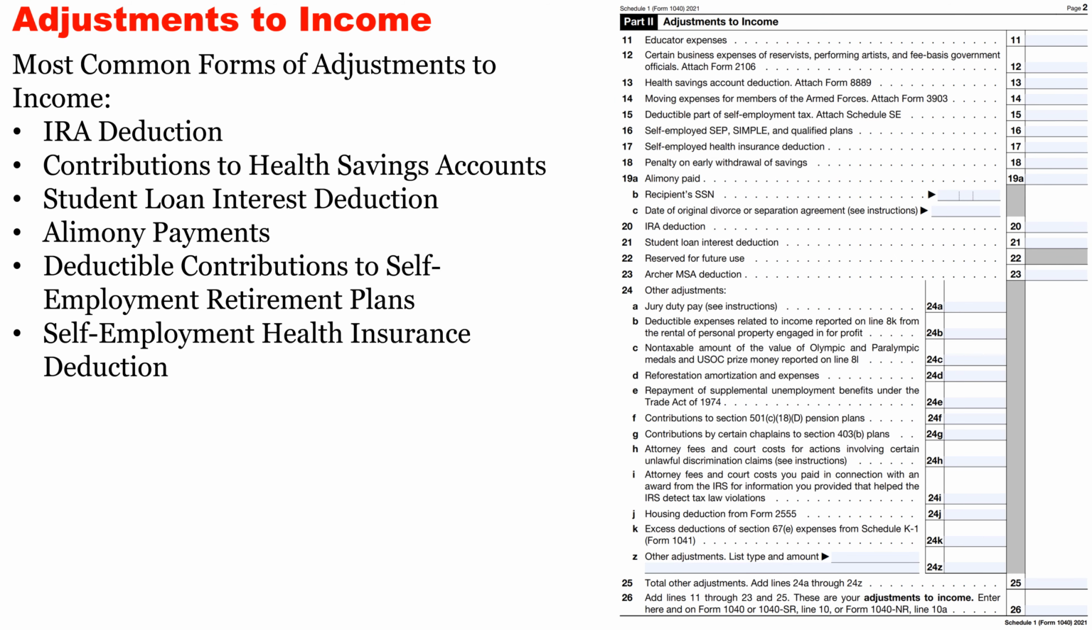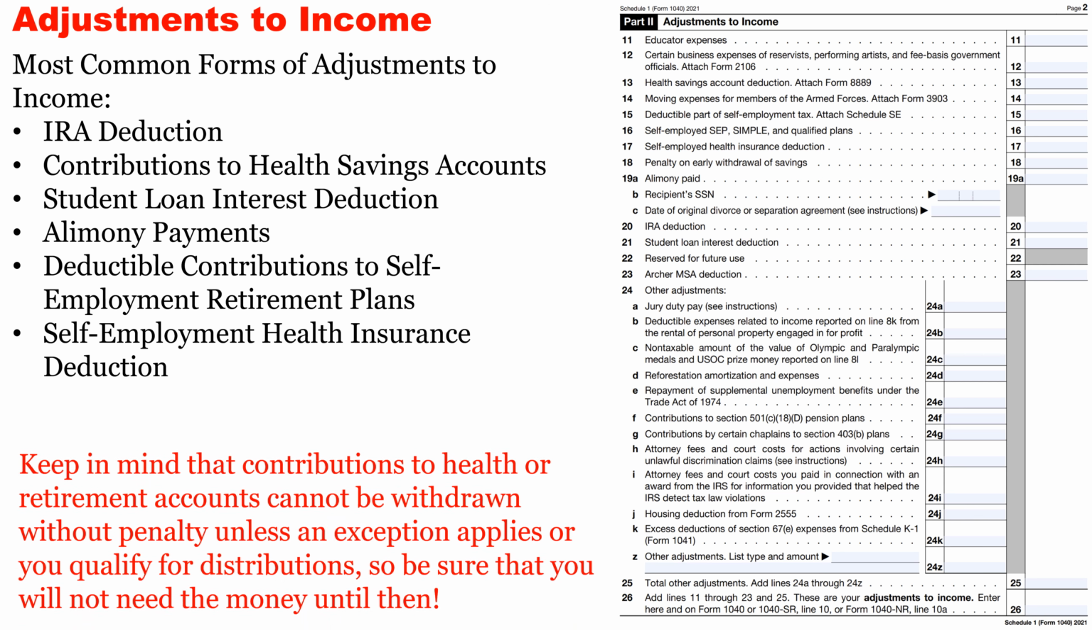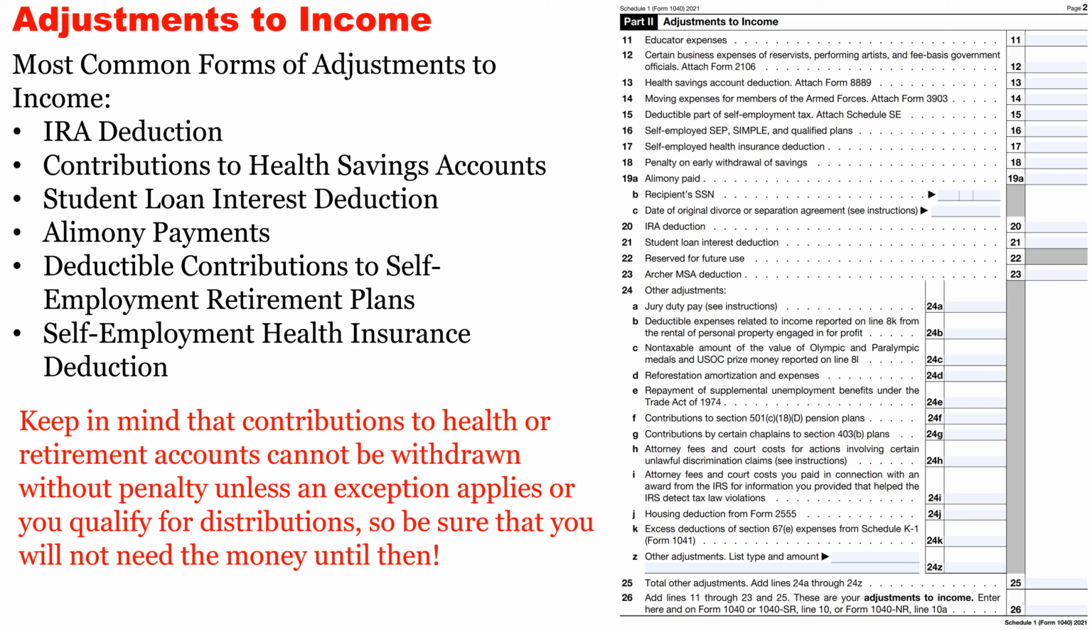By increasing your adjustments to income, you can lower your AGI, which will increase your earned income credit if your income is not far above the start of the phase-out zone. The most common adjustments to income include contributions to deductible IRA accounts, contributions to health savings accounts, and the student loan interest deduction. If you are self-employed, the deductible part of self-employment tax, the deductible contributions to self-employment retirement plans, and the health insurance deduction also lower your AGI. Keep in mind that contributions to health or retirement accounts cannot be withdrawn without penalty unless an exception applies or you qualify for distributions. So be sure that you will not need the money until then.